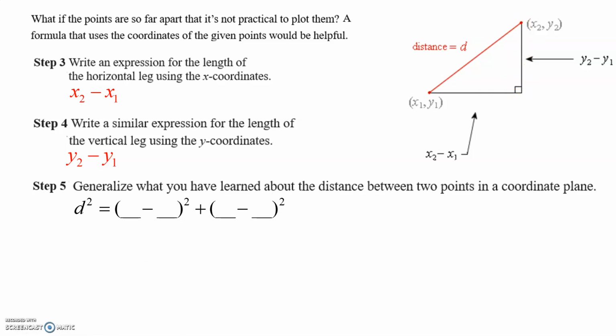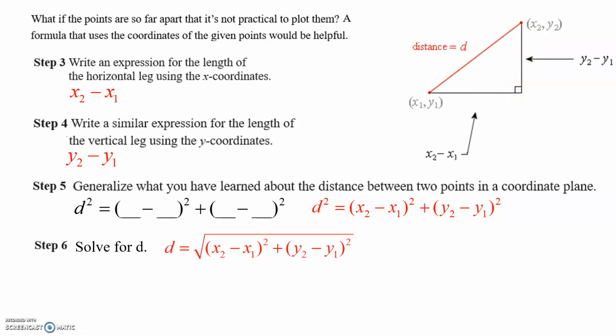So now they say, generalize this. What could you get as a Pythagorean theorem if I had to set it up in that form? So I would say that distance d squared is equal to this horizontal distance x sub 2 minus x sub 1 squared plus this vertical distance y sub 2 minus y sub 1 squared. And then solve for d, so I take the square root of both sides. So d would be the big square root of that whole right-hand side.